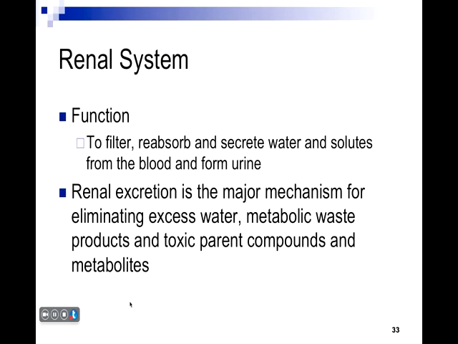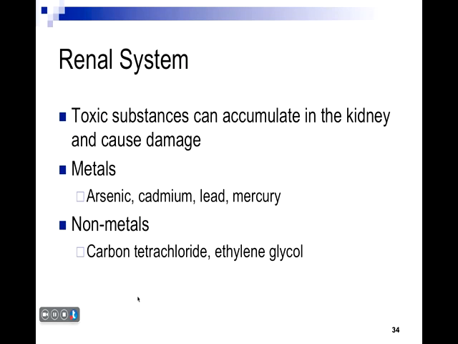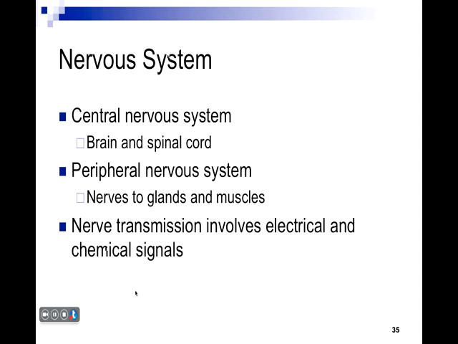The next system is the kidney, and the kidney filters and gets rid of excess water and solutes from the blood and forms urine. And renal excretion is the major mechanism for eliminating excess water, metabolic waste products, and metabolites. Toxic substances can accumulate in the liver and kidney and cause damage. For example, many metals like arsenic, cadmium, lead, and mercury are notorious kidney toxicants. Some nonmetals like carbon tetrachloride or ethylene glycol, which you're going to find in antifreeze, are also very poisonous to the kidney.